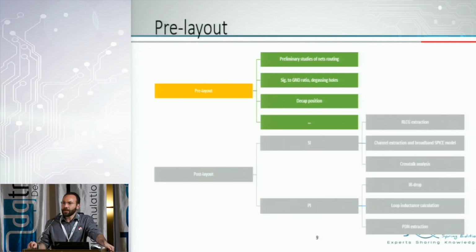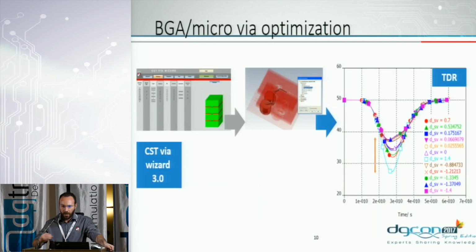Let me start with the pre-layout analysis. Why is this aspect most important? Let me go directly to these slides. In these cases, we are trying to evaluate the best connection between all the vias, all the through silicon vias.